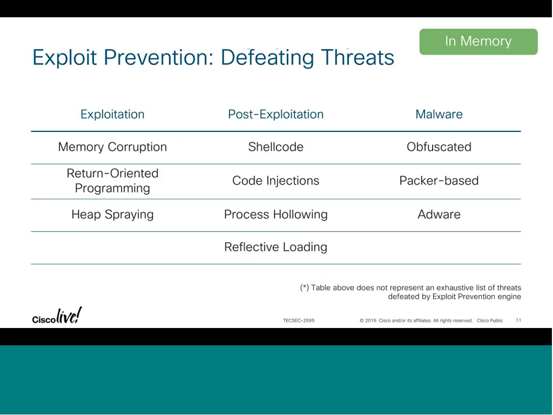Speaking from the perspective of the threats that exploit prevention can defeat by itself, we are just speaking about one engine here, just to keep your attention. We have threats in 3 categories that exploit prevention is aimed to address. So these are the high-level categories of exploitation.